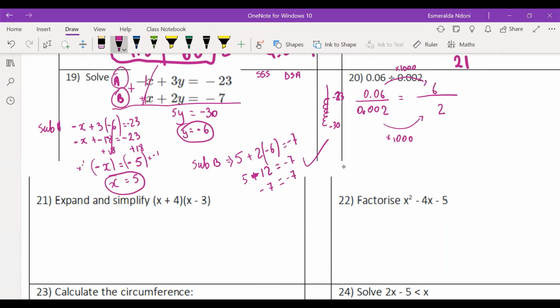So that will be a 60. And now it's so easy to do. 60 divided by 2, or half of 60, is 30.